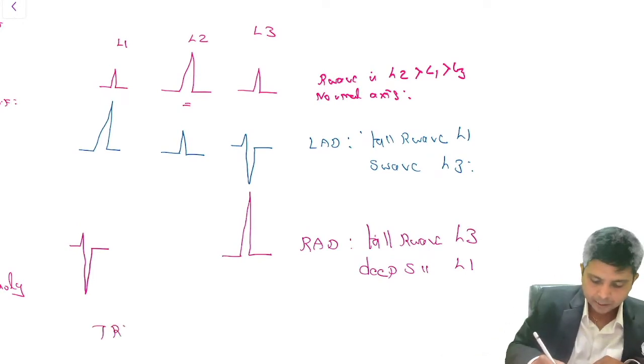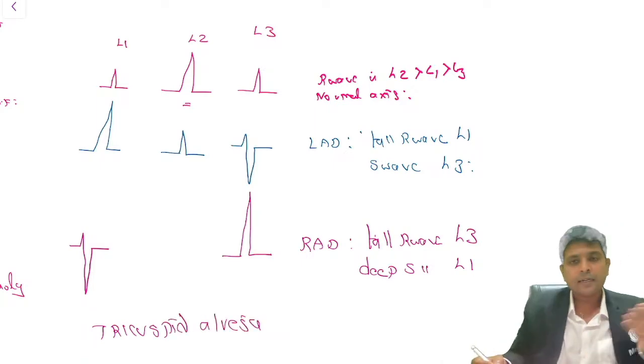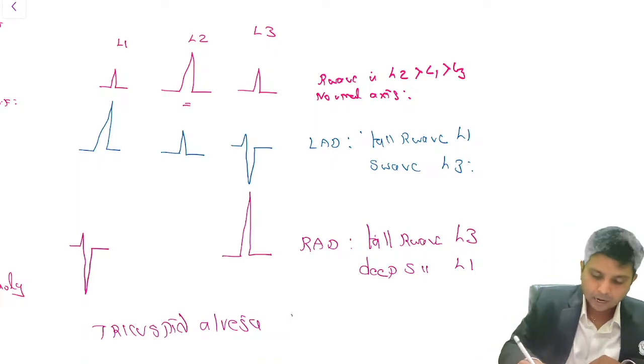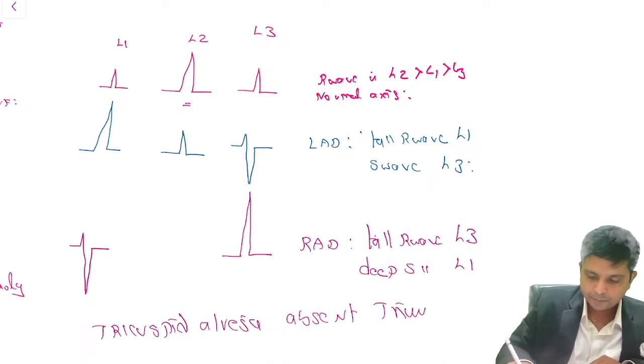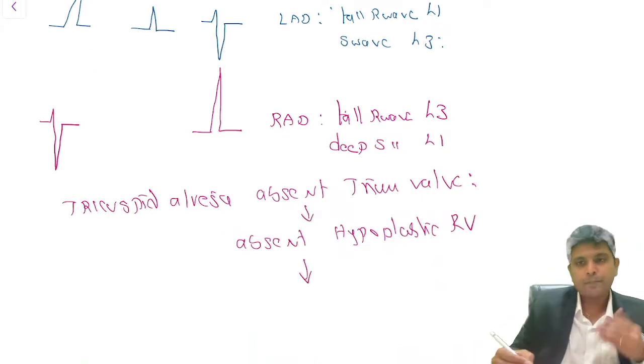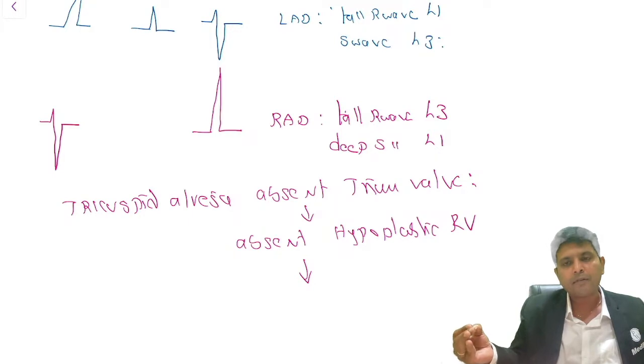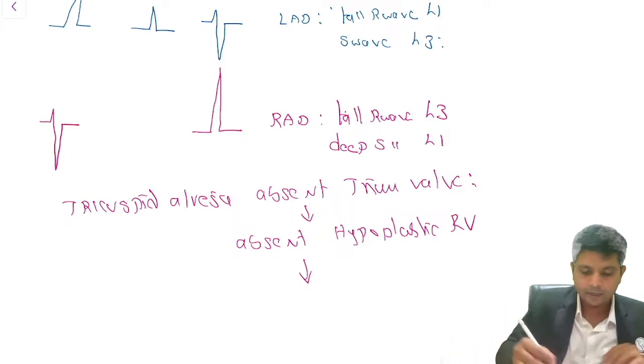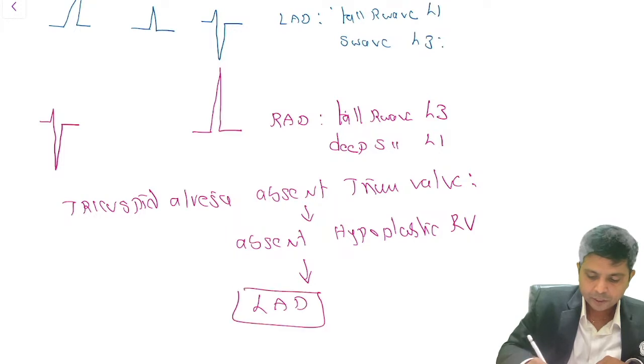What happens in tricuspid atresia? In tricuspid atresia, you have an absent tricuspid valve. As a result, an absent or hypoplastic right ventricle. When you have a hypoplastic right ventricle, invariably what is the ventricle that is left out? Left ventricle. That's why you have a left axis deviation.